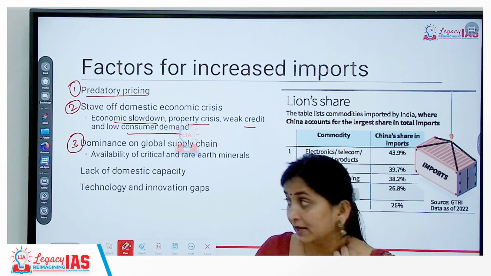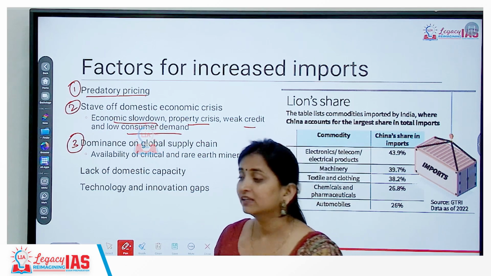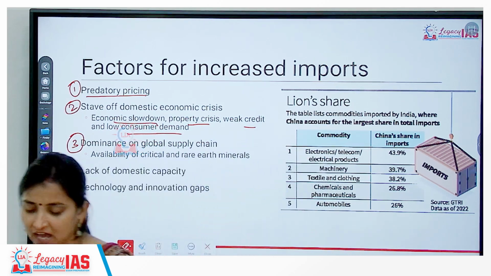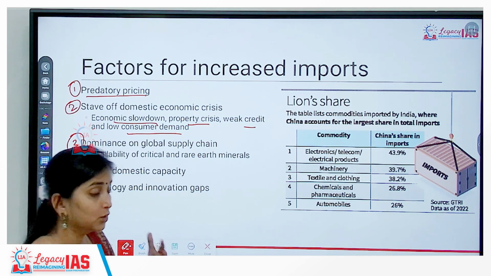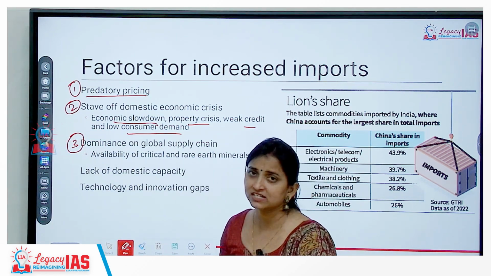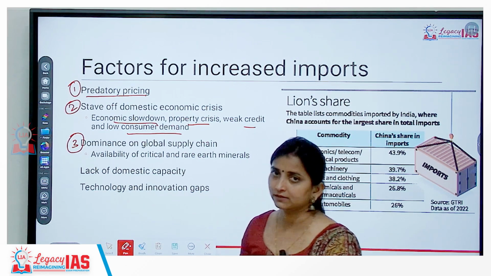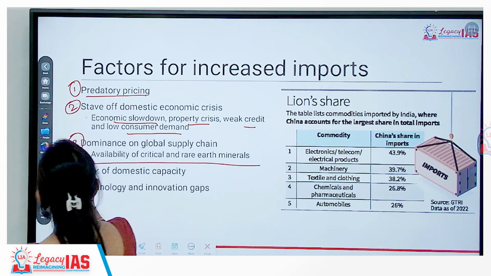Okay. Plus, because they have been able to provide cheap labor, they have been able to provide good conditions for industries to breed. So that is also one of the reasons China is able to dominate the global supply chain market. And then we have, these are the advantages of China. Then we have the disadvantage of India.